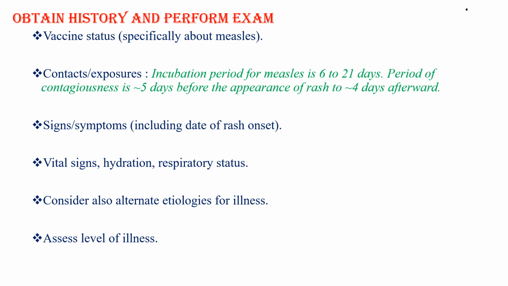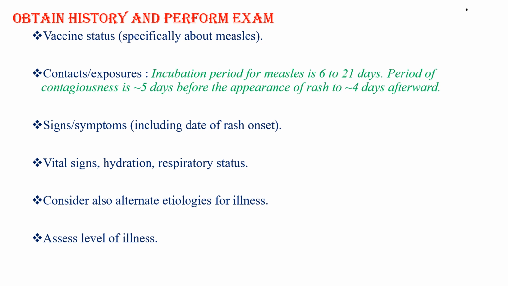After isolation, obtain history and perform an exam. Ask about vaccine status, specifically about measles. Ask about contact history or exposure. The period of contagiousness is 5 days before appearance of rash to 4 days afterward, and the incubation period is around 6 to 21 days with an average of 2 weeks.